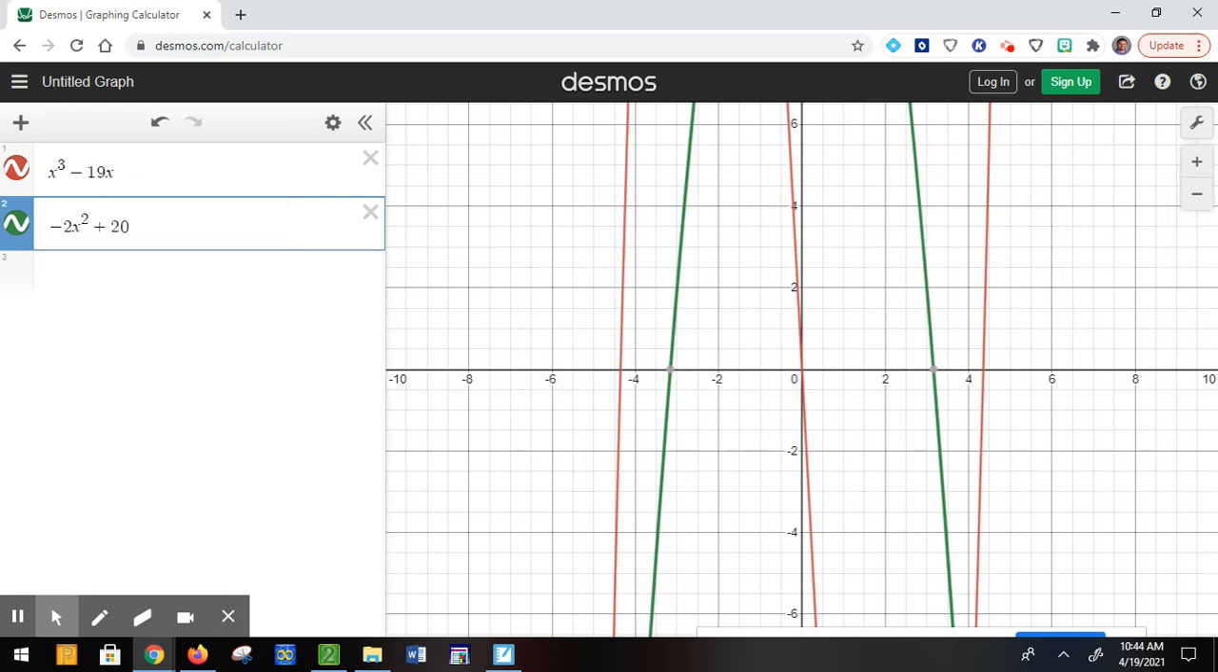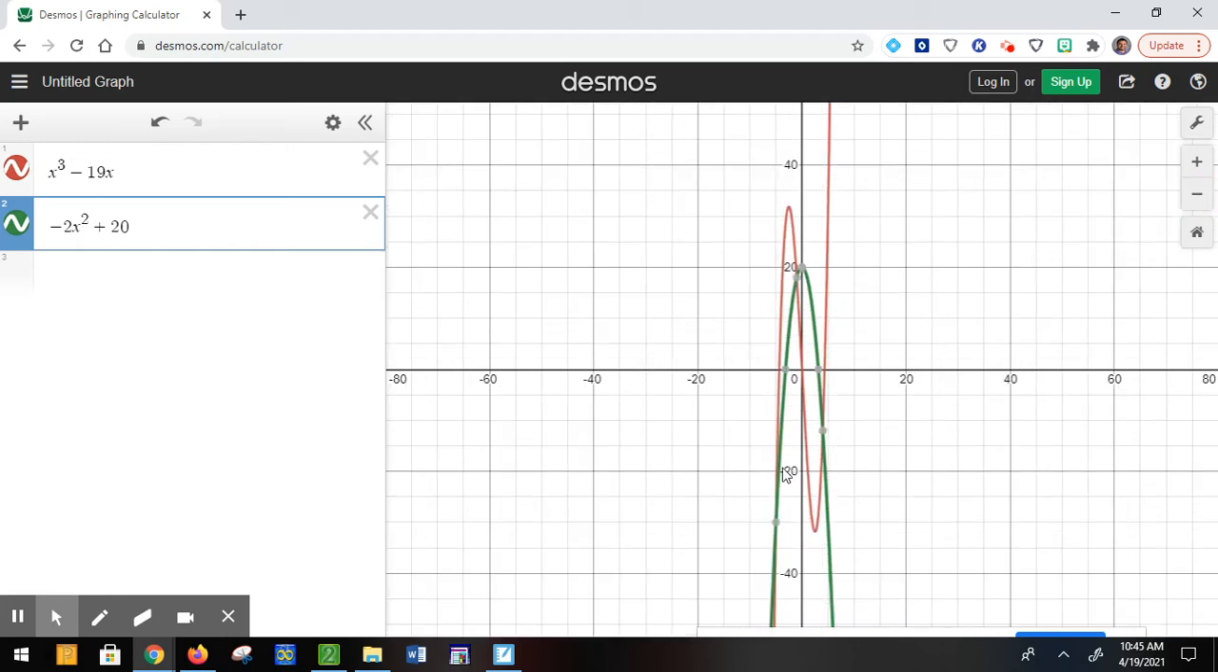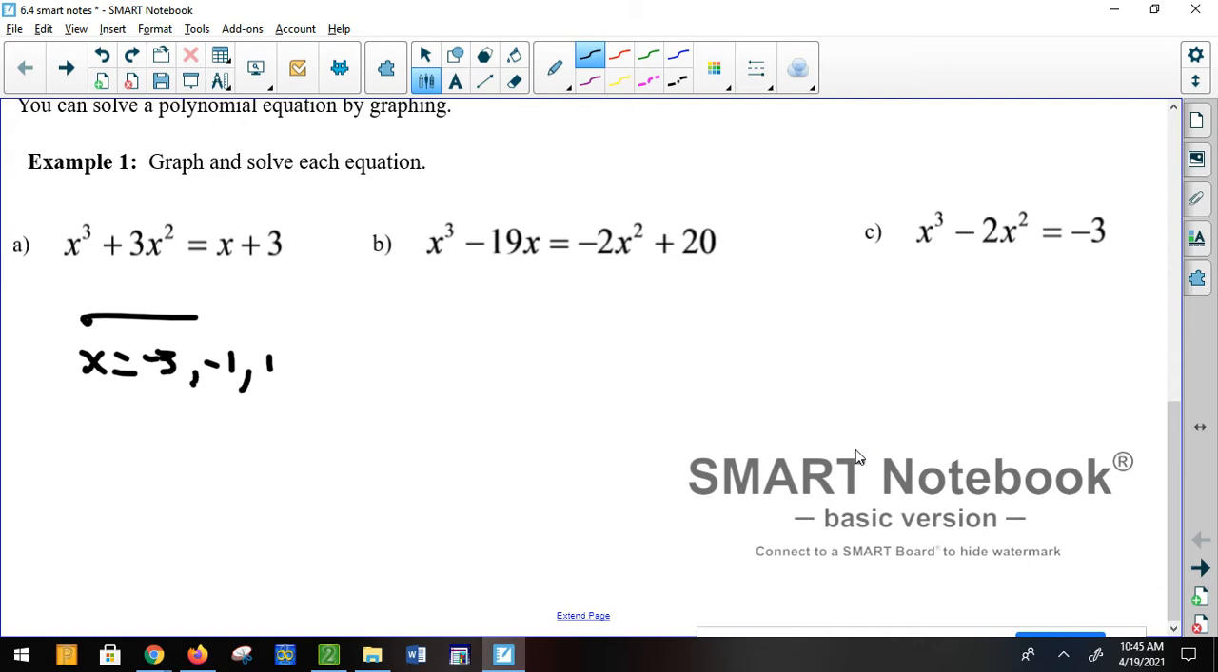As you can see here, I need to expand my view, right? So we're going to have to zoom out a little bit here to see really where they are intersecting. And it looks like right here. It looks like right here. Looks like right here. So your solutions are -5, -1, and 4. And it's as simple as that. Just where the two sides intersect.